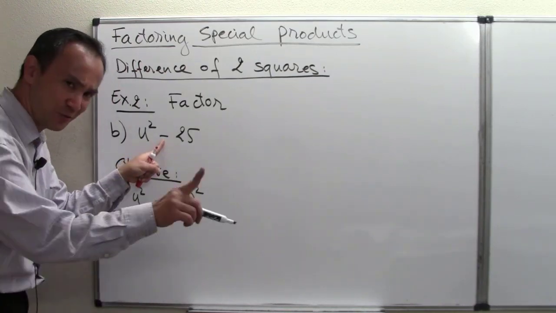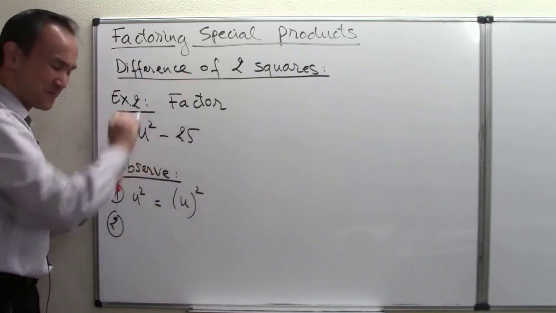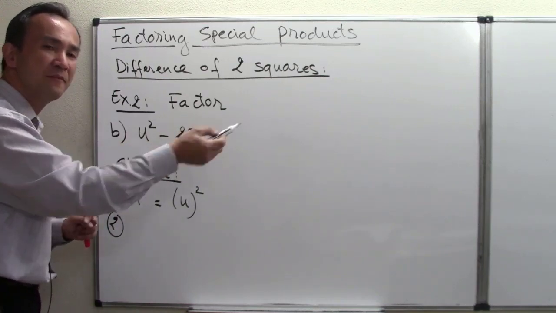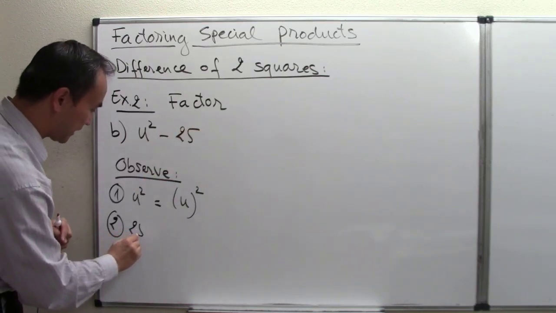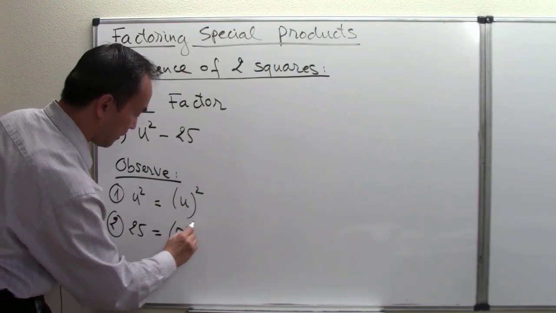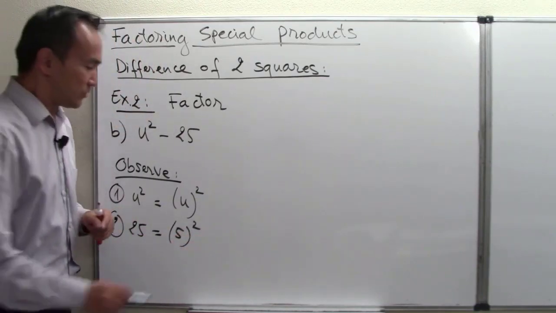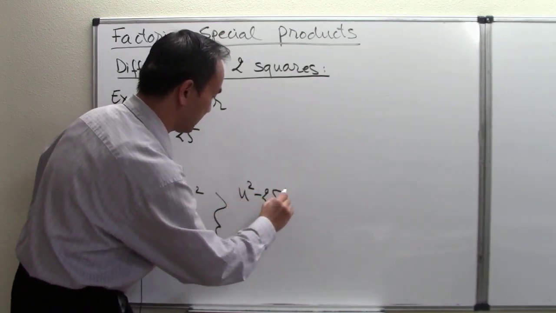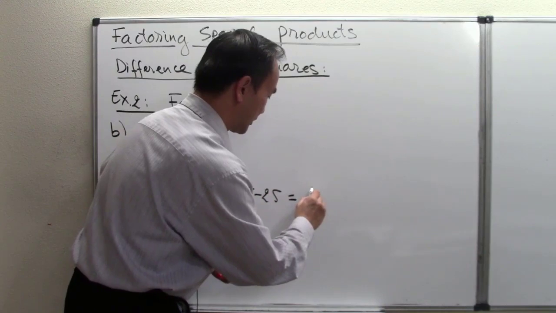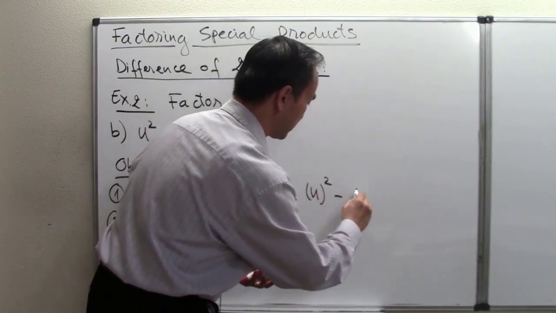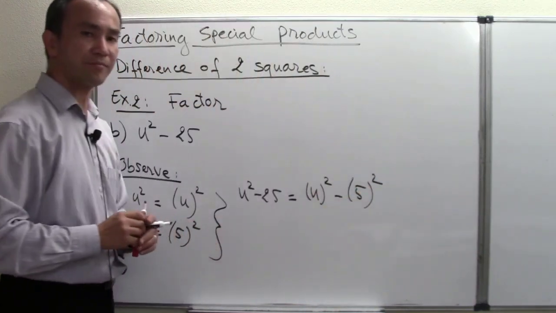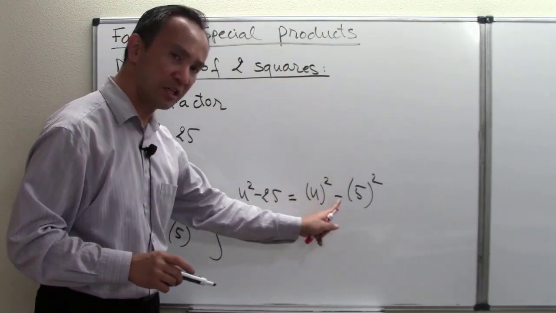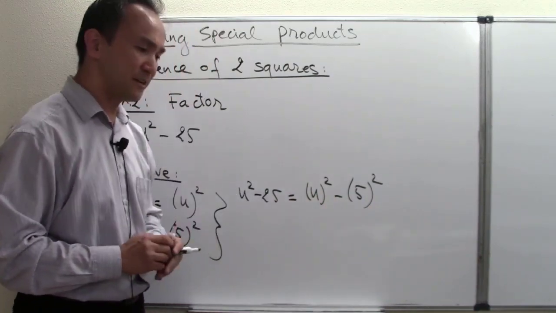Ignoring the sign, because the sign will always be a difference. It's a difference. So we want to detect whether these are both perfect squares. So 25 is 5 all squared. And so now I can see that u squared minus 25 can be understood as u all squared minus 5 all squared. Now it's clearly showing the difference, the exact same expression, but clearly showing the difference of two perfect squares.